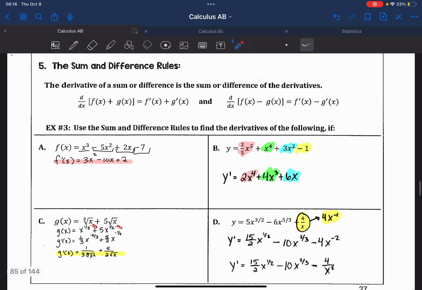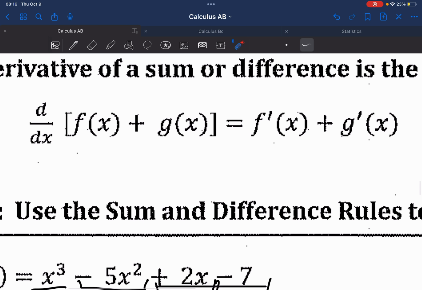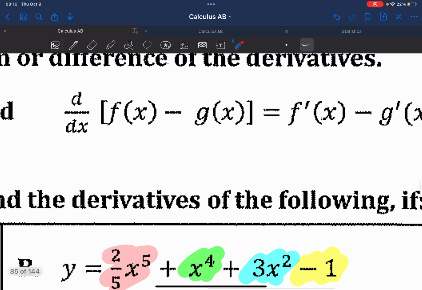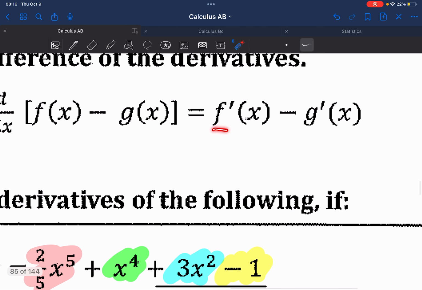Some other examples if you want to pause and try them and see if you get the same answer. Okay, then we have the sum or difference rules. So this one is saying that if we have two functions that are being added together, we could simply just take the derivative of each function. Okay. Same with if we have two functions being subtracted.